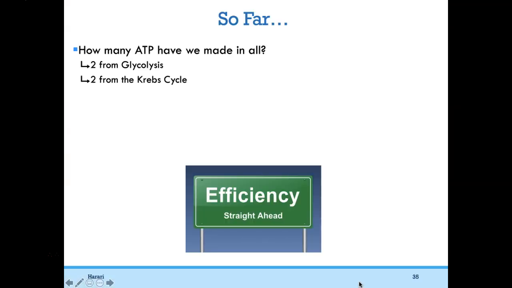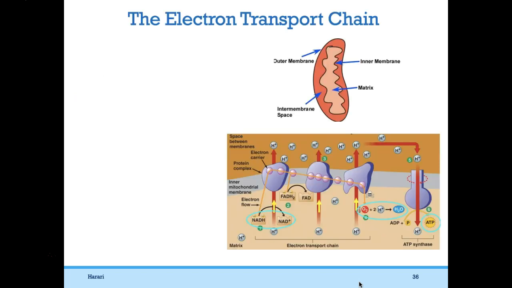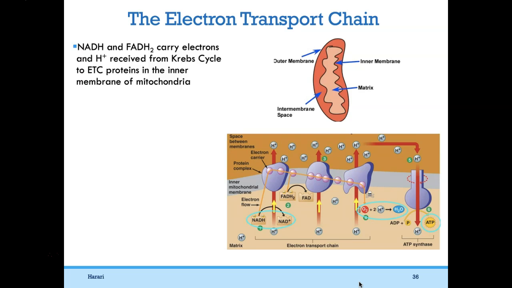So far, we haven't made many ATPs. We only made 2 from the Krebs cycle and 2 from glycolysis. Not very efficient. But how do we produce lots of ATP at once? The electron transport chain. The electron transport chain will allow us to make lots of ATP by chemiosmosis and oxidative phosphorylation.